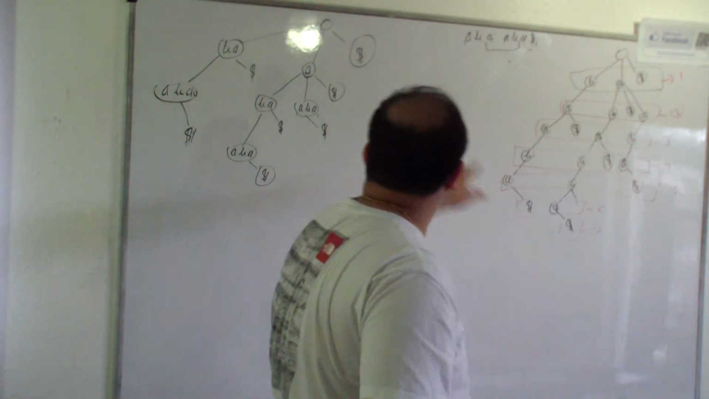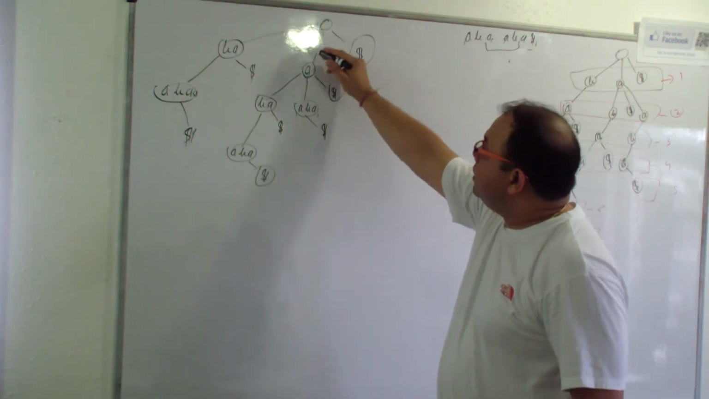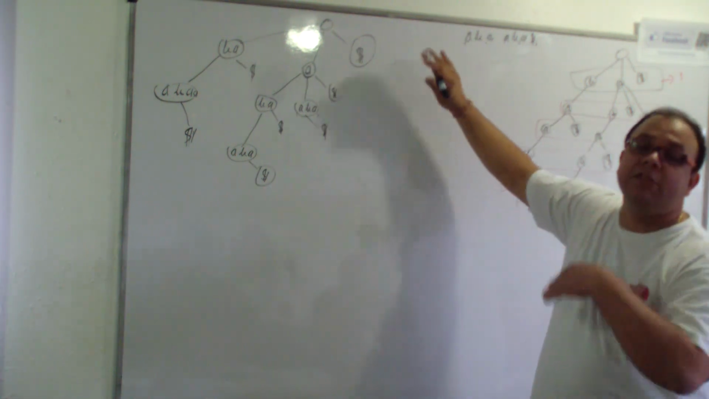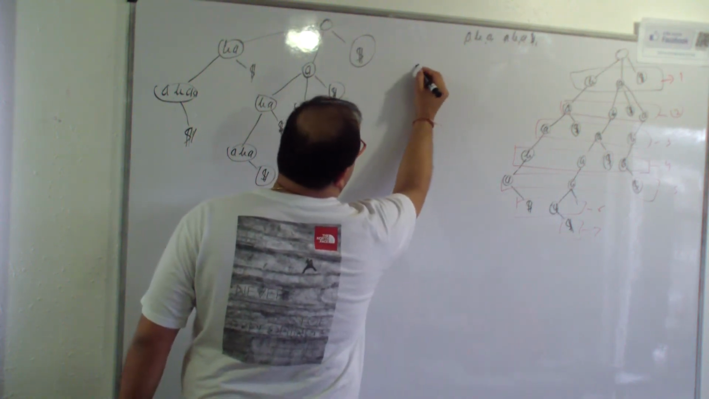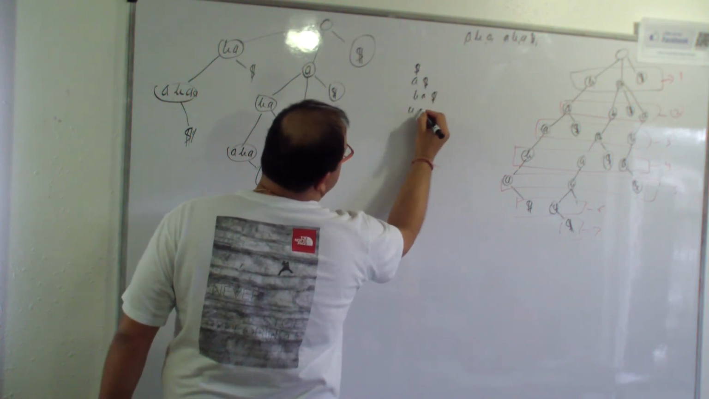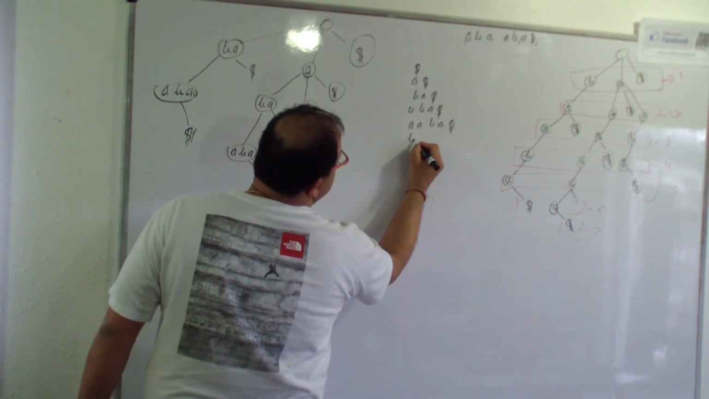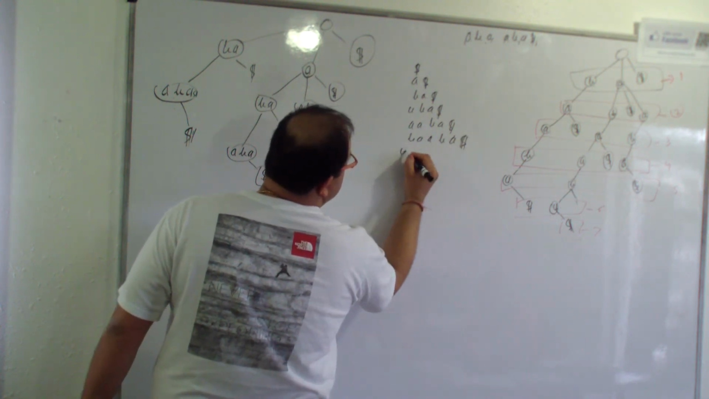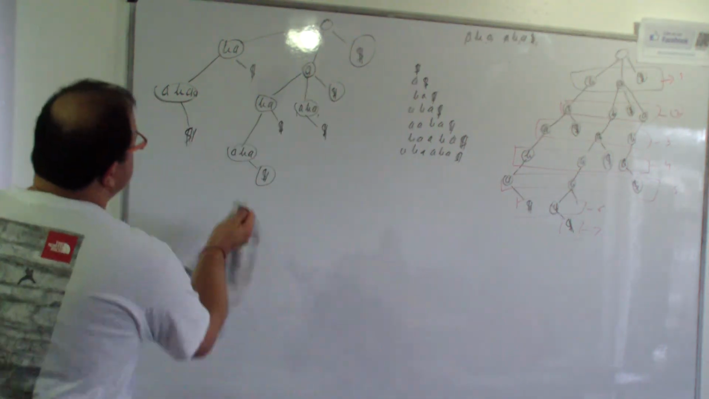So we will find the first children. Okay, let's start from the beginning and implement this. Dollar, A dollar, B A dollar, A B A dollar, B A B A dollar, A dollar, right? A B A dollar.